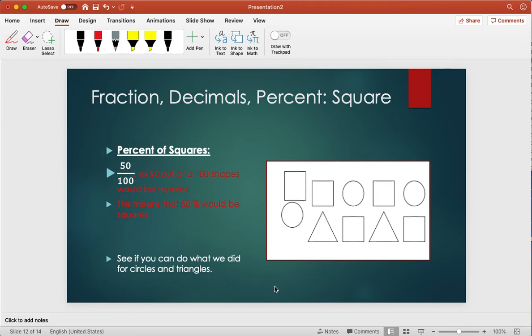Okay? So if 50 over 100, this means 50 out of 100 shapes would be squares. That means if we divide the numerator by the denominator, that's going to be 50% would be squares. I want to see if you can do this for circles and triangles. All right, I want you to see if you can find them in the fractions, the decimals, and the percents for those shapes.